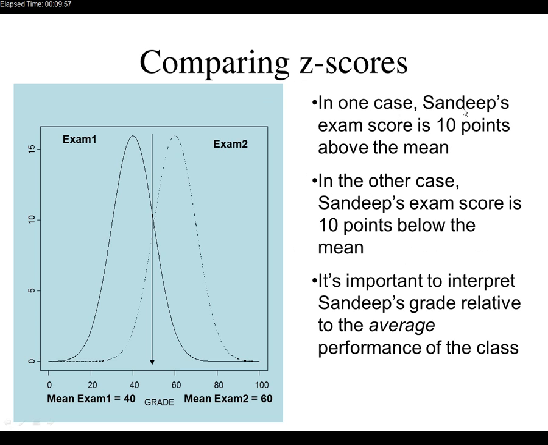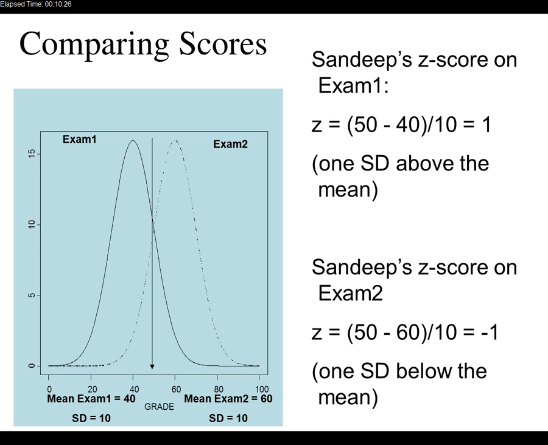In one case, Sandeep's exam score is 10 points above the mean. All right, mean exam 1 equals 40, and the mean of exam 2 equals 60. In the other case, his score is 10 points below the mean. So it's important to interpret Sandeep's grade relative to the average performance of the class. So here are the two curves, and you can see where his grades are. He got a 40 and a 60.